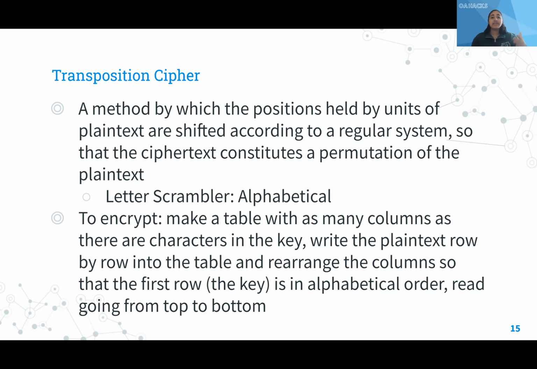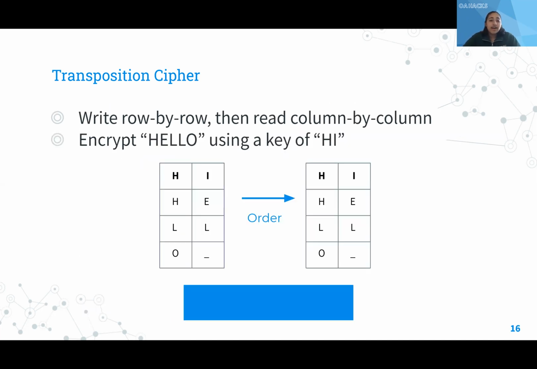And then you read it. Instead of going left to right, you're going to read it from top to bottom. Super weird. Who would have thought of that? But it works, right? So let's try this transposition cipher together.